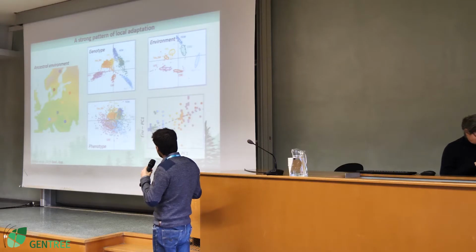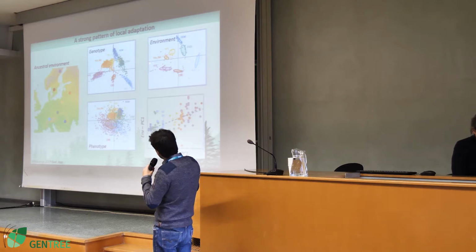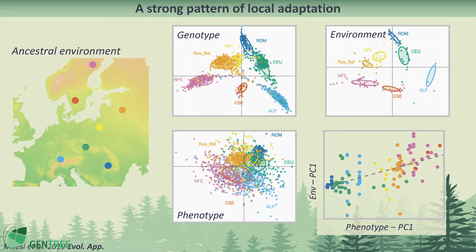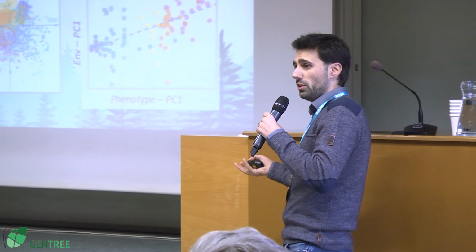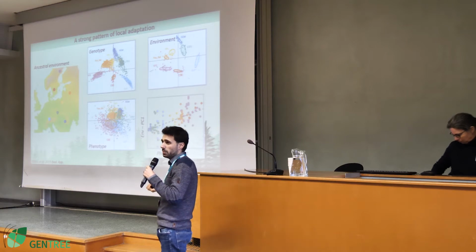This is the correlation between the principal component 1 for the phenotype and the principal component 1 for the environment. You can see that they are strongly correlated. There is a quantitative relationship between the change in phenotype and the change in the ancestral environment. So this highlights a very strong pattern of local adaptation.